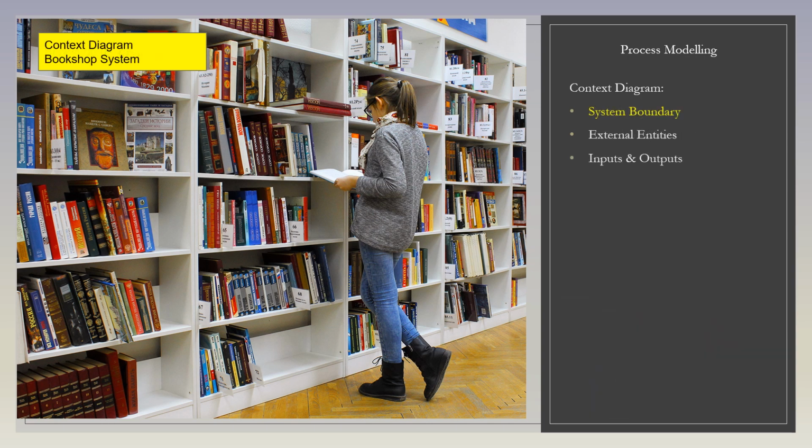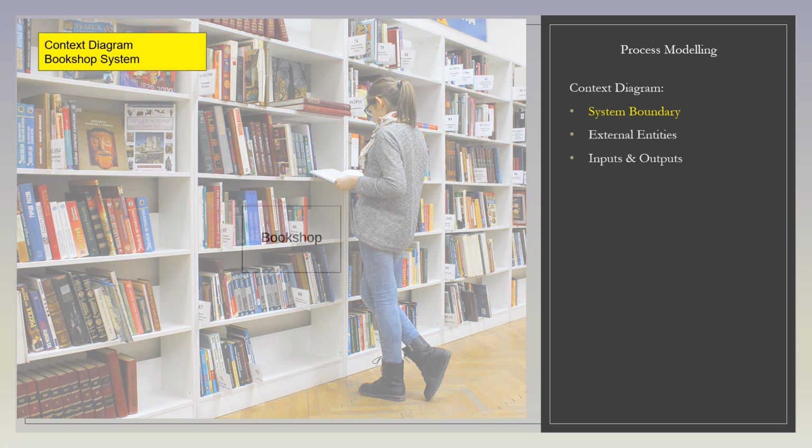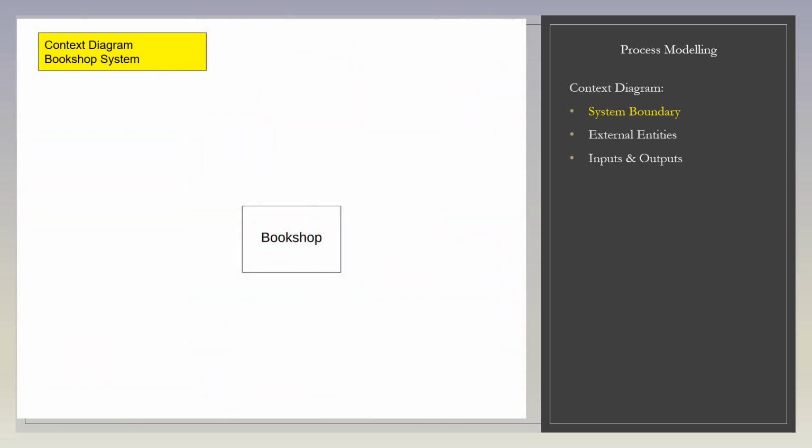You can start a context diagram very simply with a box to represent the system that you are looking at. In this case, a bookshop. And the line around the box represents the system boundary.